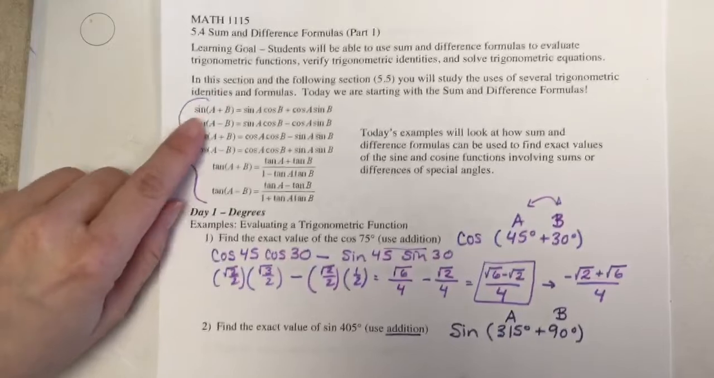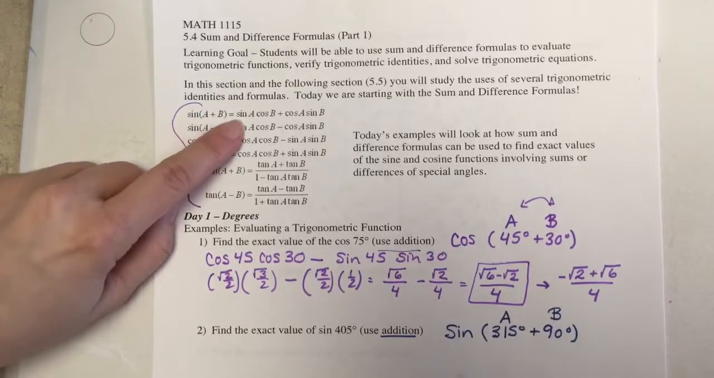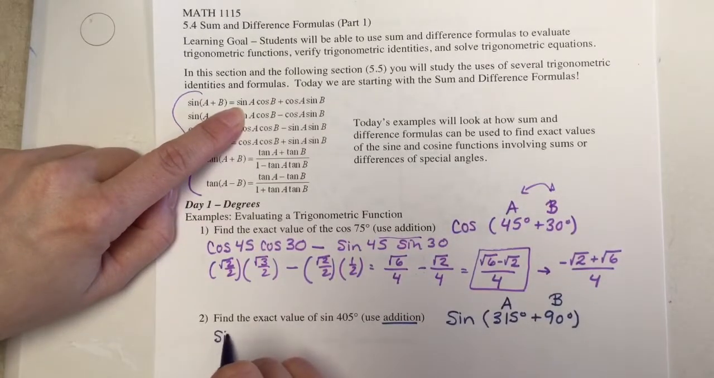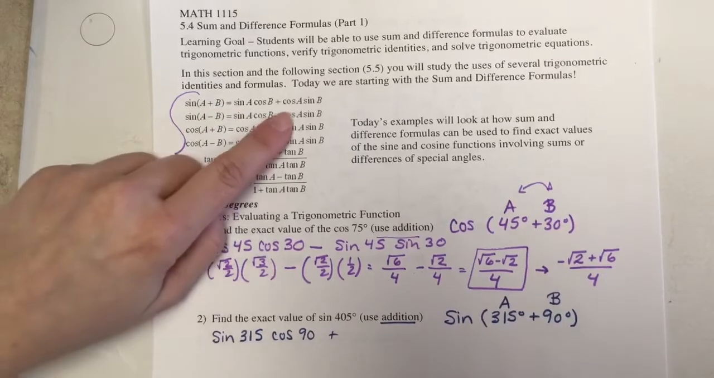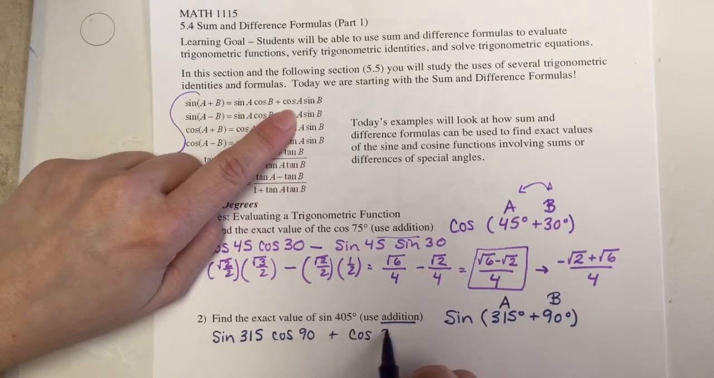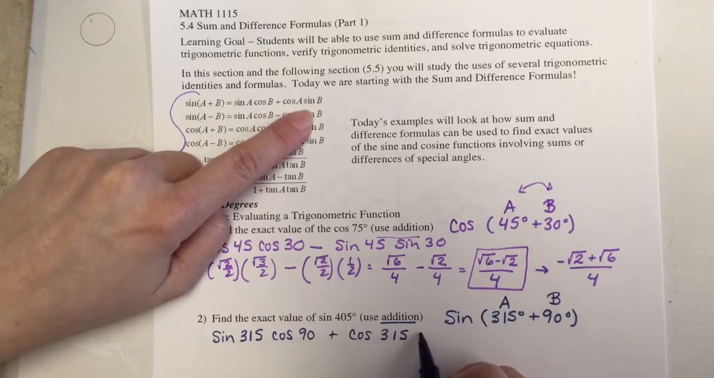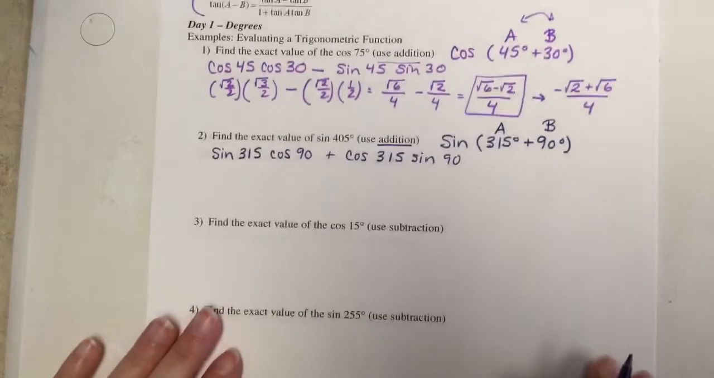So let's check out the formula. Sine of A plus B. So it's the sine of A, A is 315, times the cosine of B, B is 90, plus the cosine of A, A is 315, times the sine of B, and B is 90. So here is the formula.